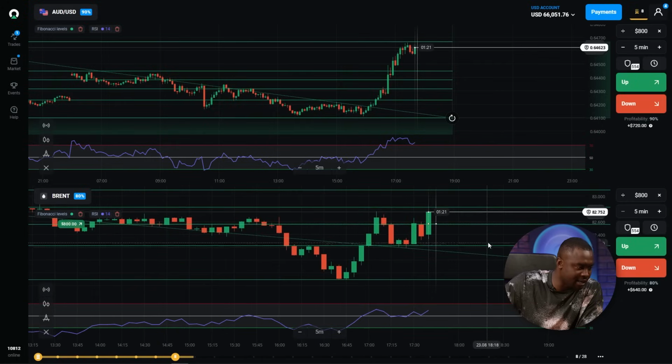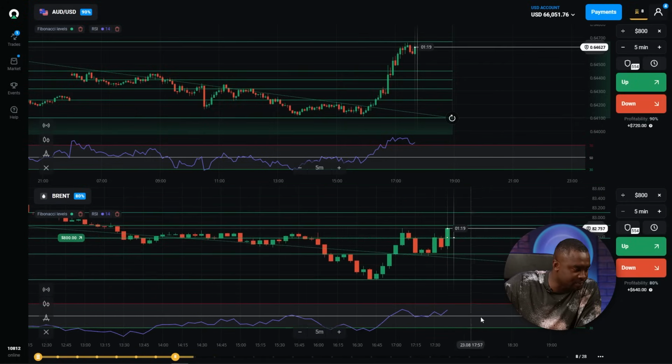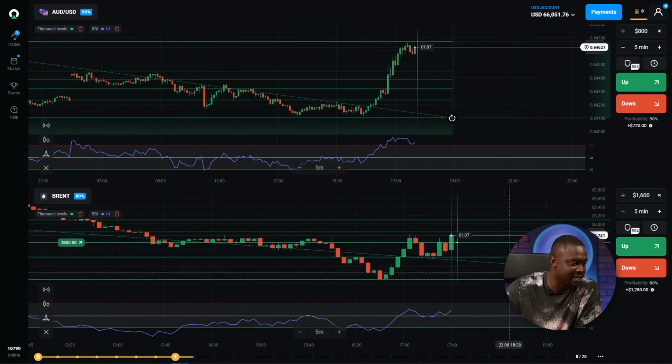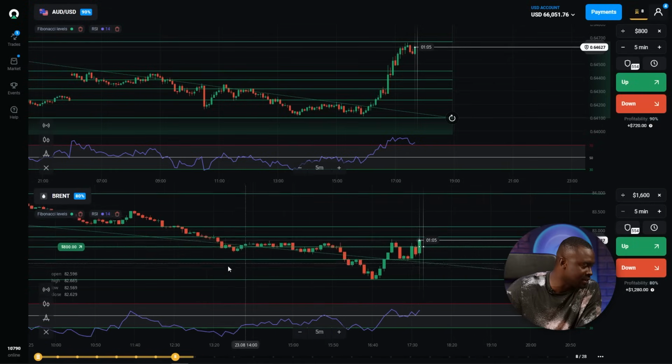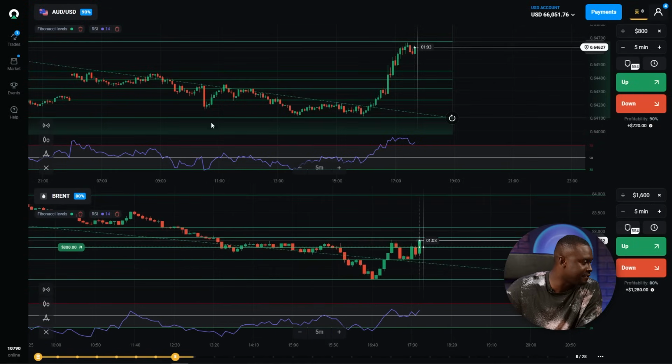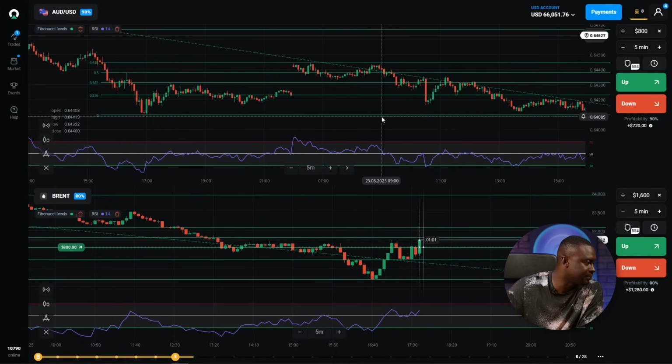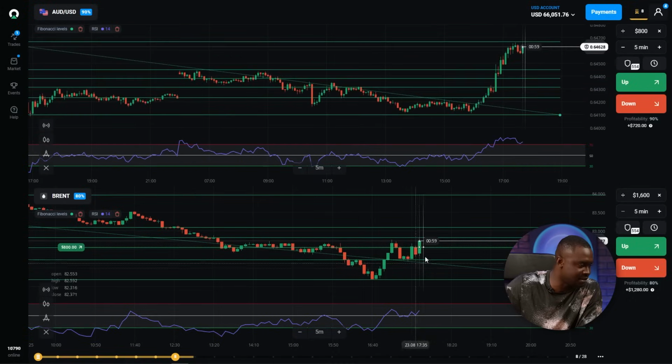On Brent, we have a clear uptrend here. As you can see, we have the RSI that is breaking above the 50th percentile. So in any case, I'm tempted to open another deal. But first, let's wait for our second confirmation. That is at the 53rd percentile or 50th percentile. Let's see.